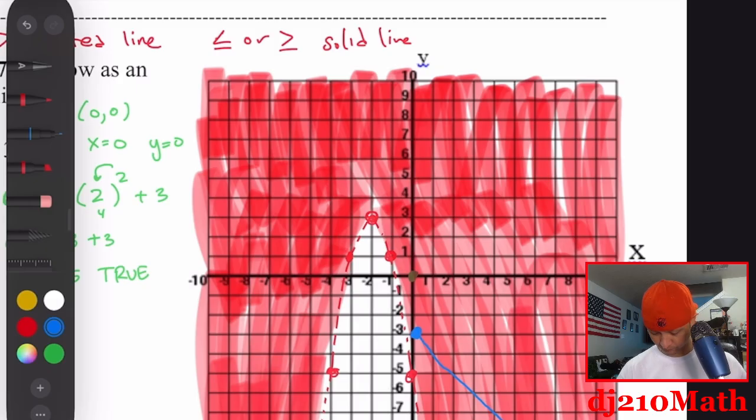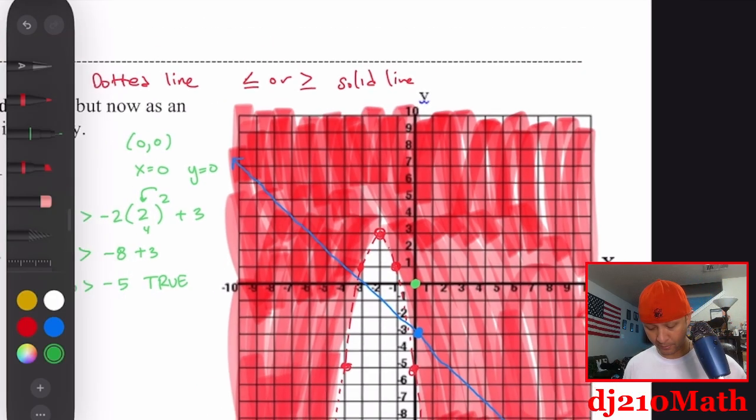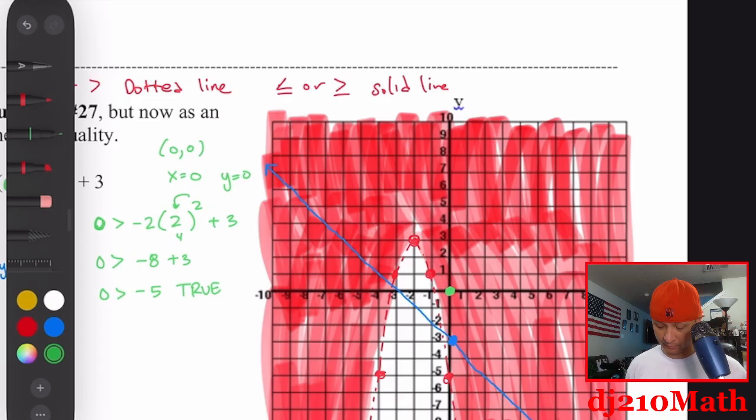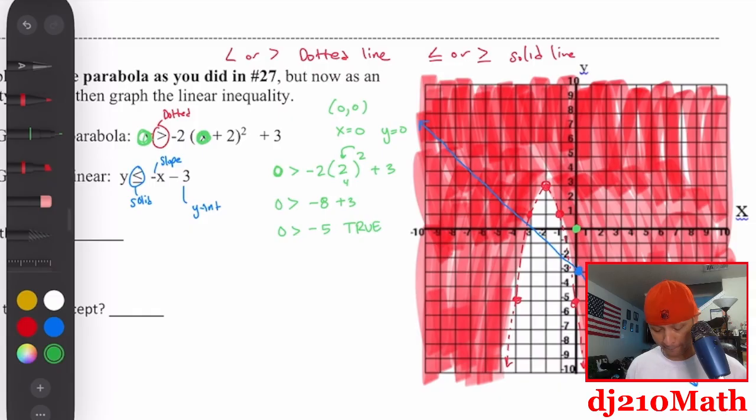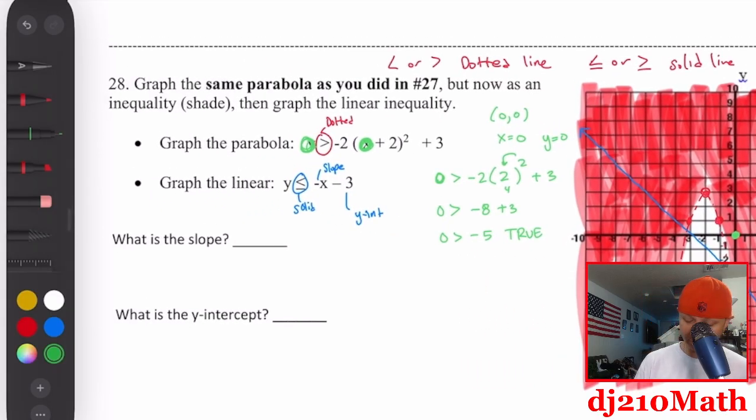Does it look funny? All right, and the line is solid. So then do we shade above or below? That's the next question. So 0, 0 is above the line. Let's see if it's true. If it's true, I'm going to shade on the side that has the point. Okay, we can answer some questions here. What is the slope? Slope's -1. What's the y-intercept? -3. All right, too easy.